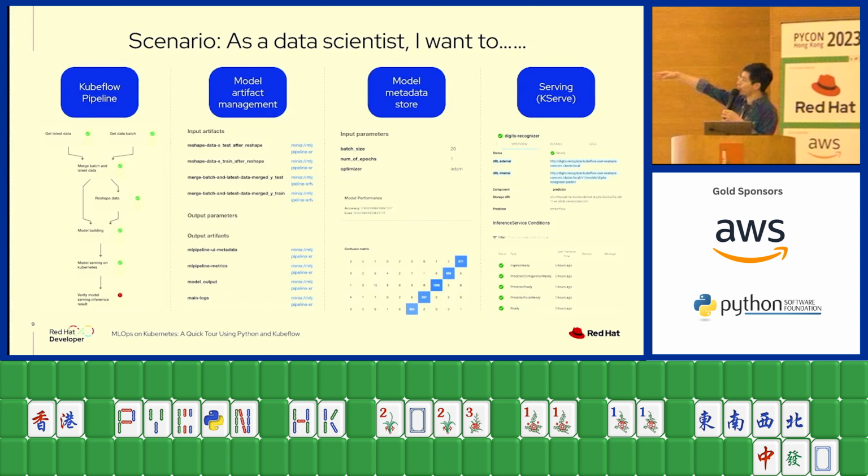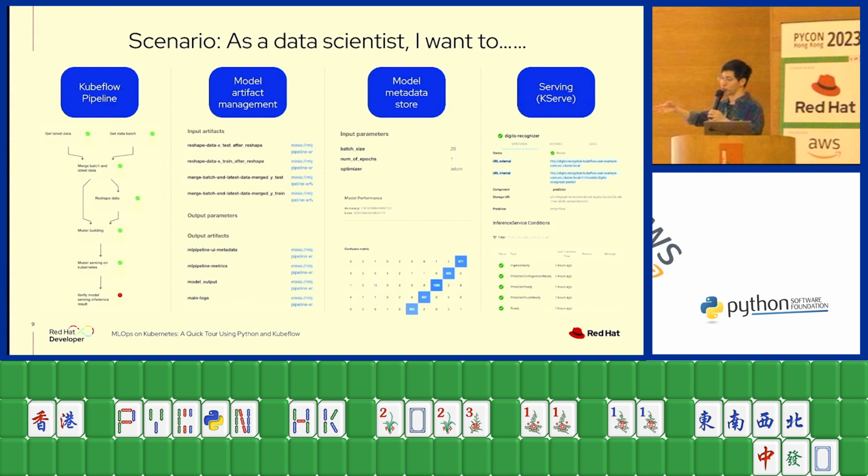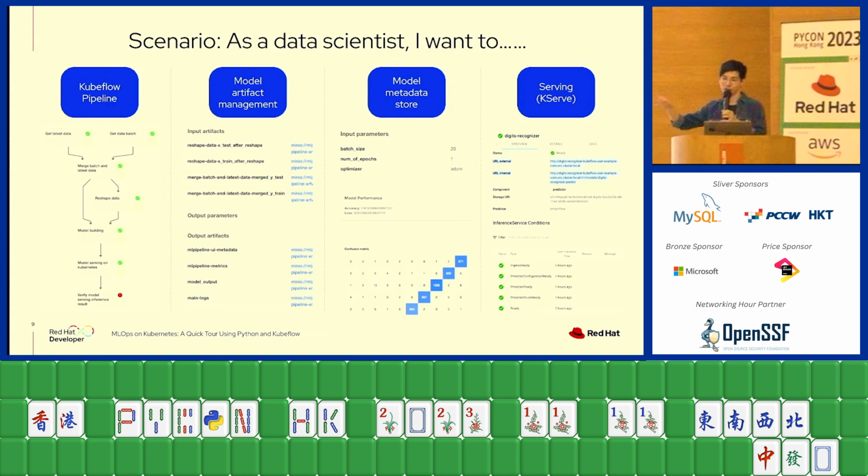The second one is about model artifact management. As a data scientist, I want to trace the input and output of each step every time. What data I used to train. And after training, what are the outputs? What kind of hyperparameters I used? I want to keep track of all of those in a systematic manner.